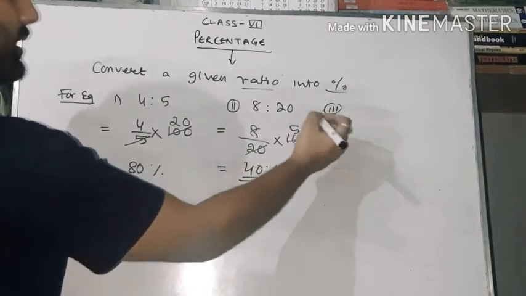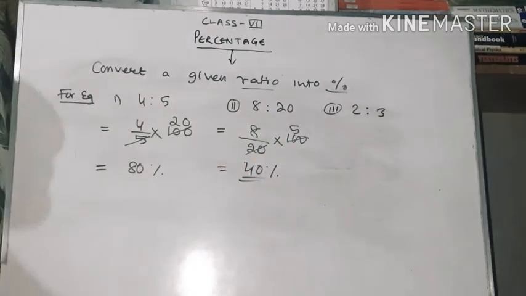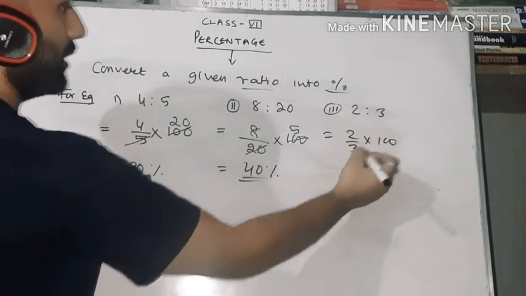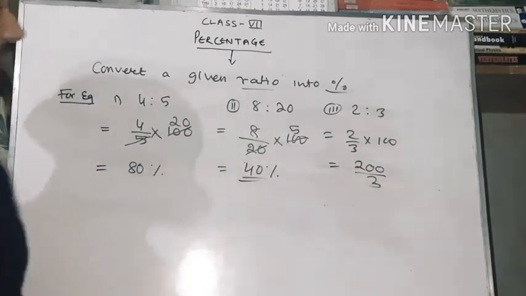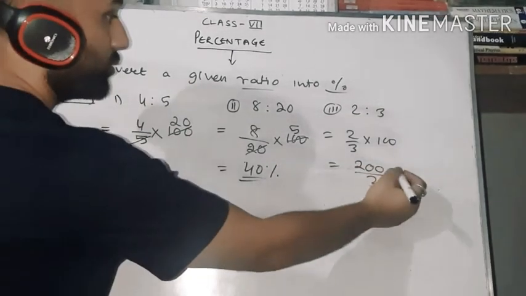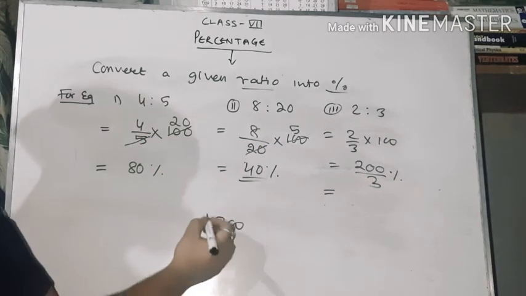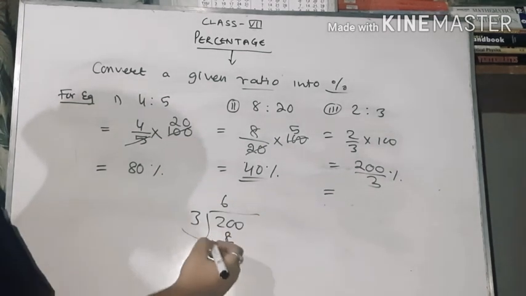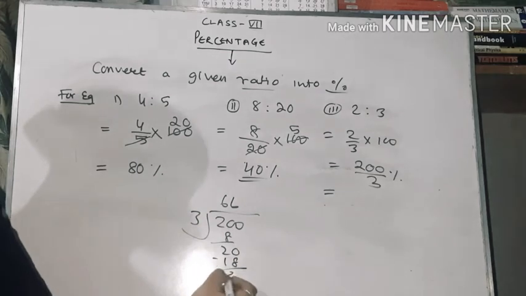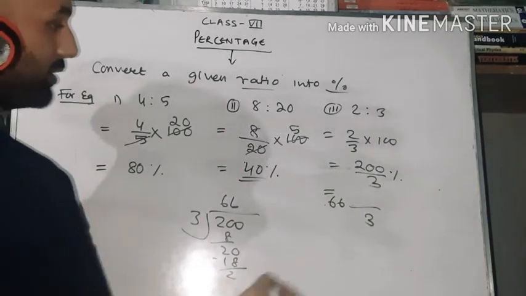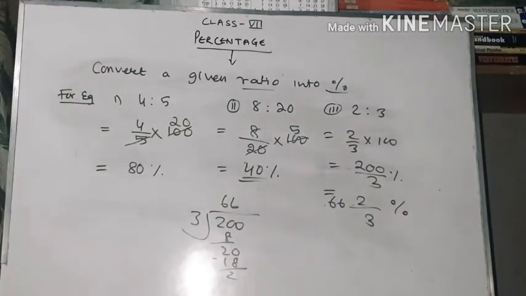Let's say here 2 is to 3. Then here we can write 2 by 3 out of 100. It means it is 200 by 3. It cannot get divided, right? So we can write it like this, or we can divide it. 200 divided by 3: 3 6s are 18, 2, 0; 3 6s are 18, 2. So it is 66, and the remainder is 2%. We can write this. So this is the way we convert a given ratio into a percentage.